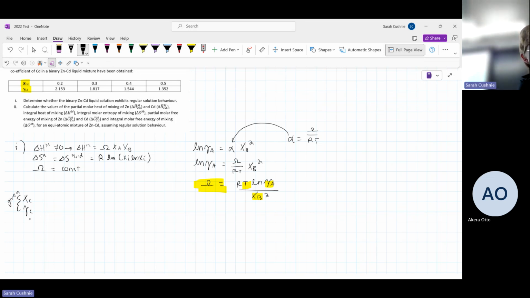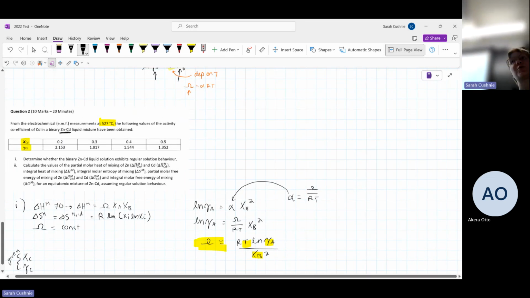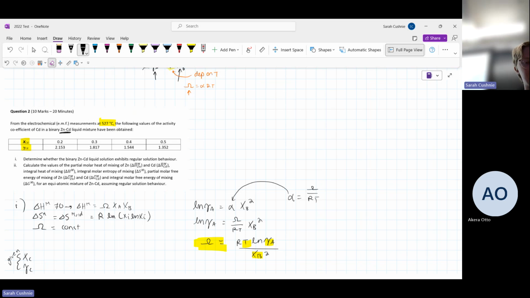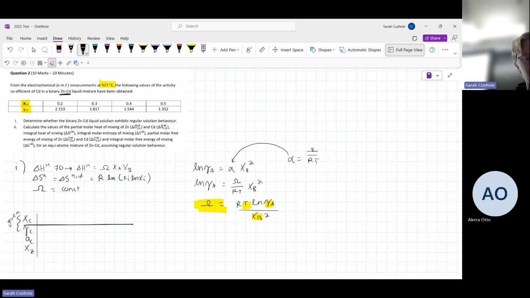Then we also are going to have the activity of C, and then X of Z. The reason we know it's Z is because it's a ZnCd liquid mixture. So we know that there's just zinc and I think it's cadmium that are going to be present in this solution. So I'm going to just call them Z and C. And now I'm just going to throw these in a table and calculate them.